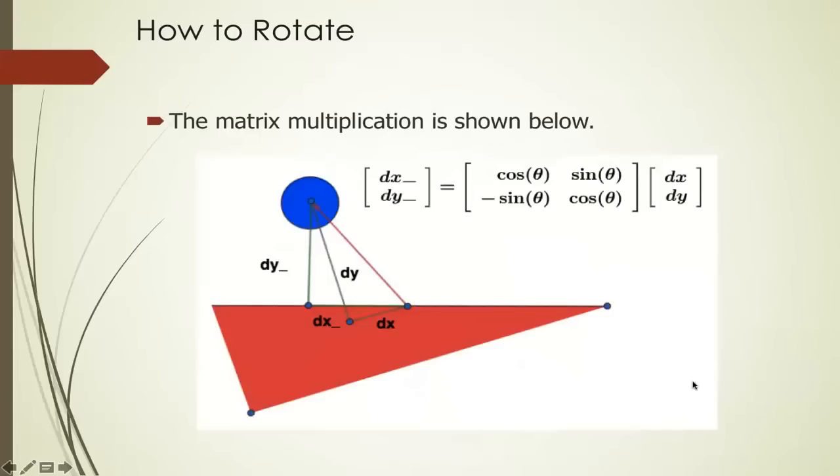So here's the matrix that will rotate in the negative direction, the direction where the angle is negative. Once again, dx dy is the position of the ball relative to the middle of the ground segment. I multiply it by this matrix to rotate it to get dx underscore dy underscore, and now dx underscore dy underscore is the vertical axis, which is the nice axis that we have. That's basically how we rotate dx dy to dx underscore dy underscore.